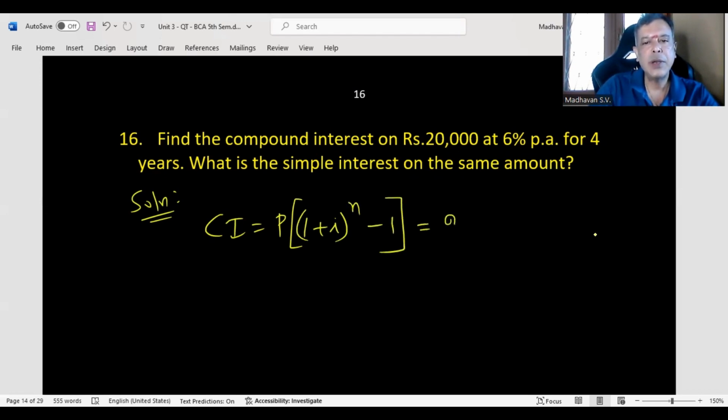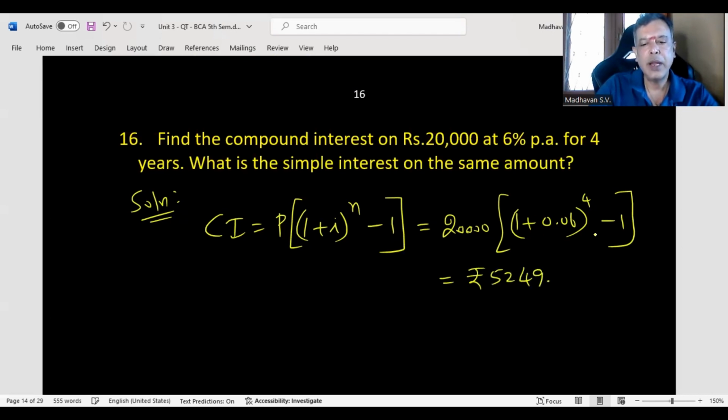So here P is 20,000 times (1 plus I, which is 0.06) to the power of 4, the period given as 4 years, minus 1. If we calculate this, we will get rupees 5,249.54.